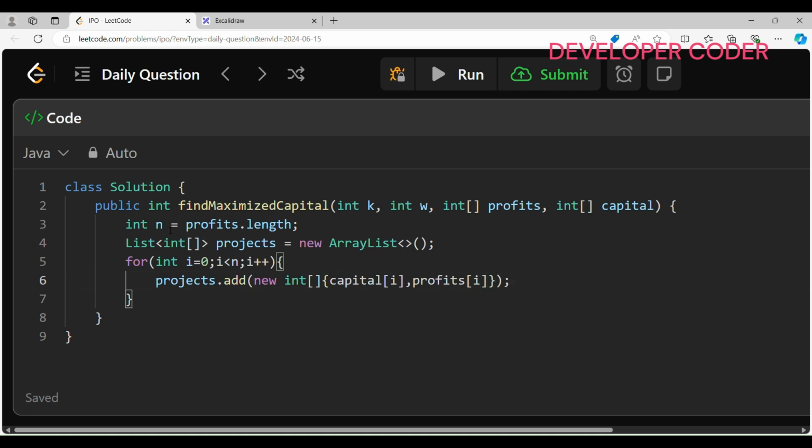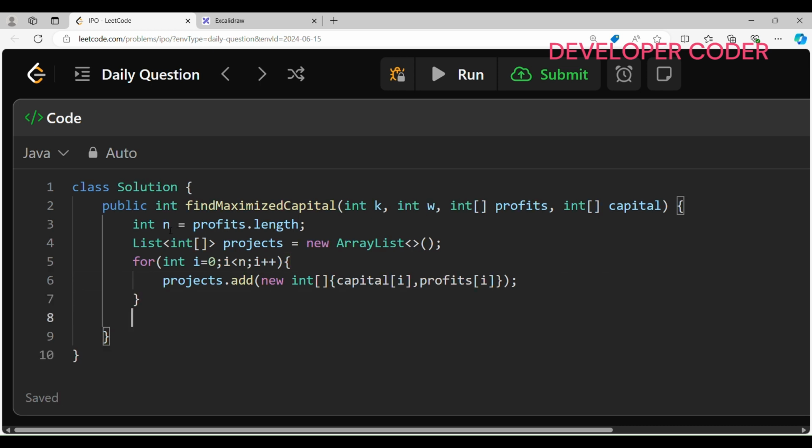This is done. Now after that we have to sort the projects based on their capital. So here I'm going to write projects dot sort. Let's say there are two projects, let's name them A and B. We have to sort them based on their capital, so here I'm going to write Integer dot compare based on their capital. Capital is stored at the 0th index, so A 0, B 0. This is the lambda expression that we need to write to sort the projects based on their capital. This is done.